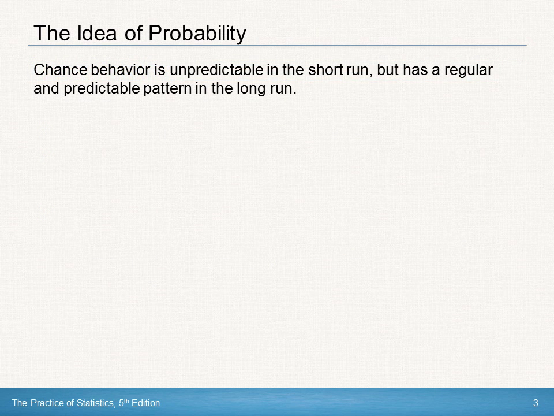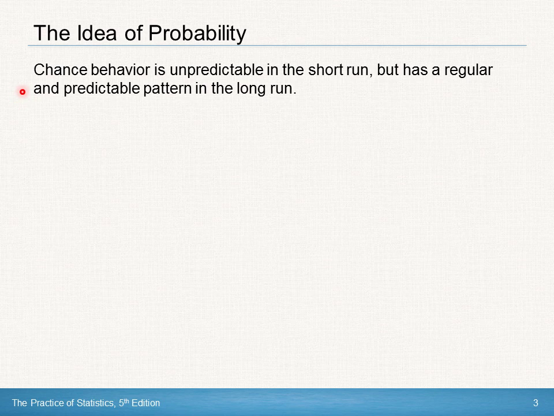All right, so let's just take a quick minute and talk about the idea of probability. Chance behavior is unpredictable in the short run, but has regular and predictable patterns in the long run. So for example, if we're talking about tossing a coin, if you toss a coin 3 times, you could get all 3 heads, you could get all 3 tails.